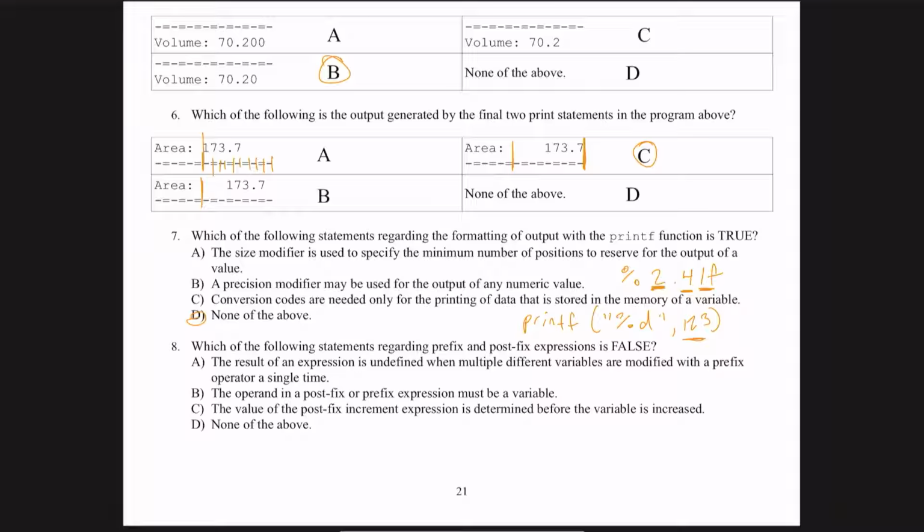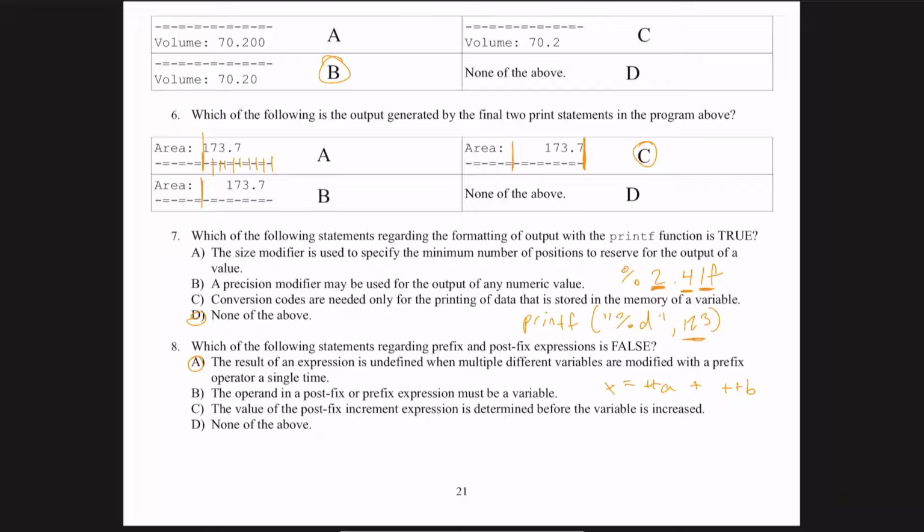Question 8. Which of the following statements regarding prefix and postfix expressions is false? A. The result of an expression is undefined when multiple different variables are modified with a prefix operator a single time. Right, so you have plus plus A, plus plus B. This is totally fine, right? The thing it's talking about is if we were to change A, for example, multiple times in the same line, then it's undefined behavior. But if it's different variables, totally okay. So therefore A is false.